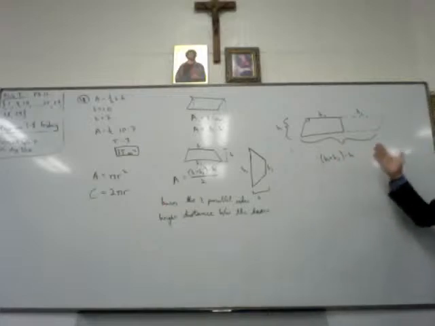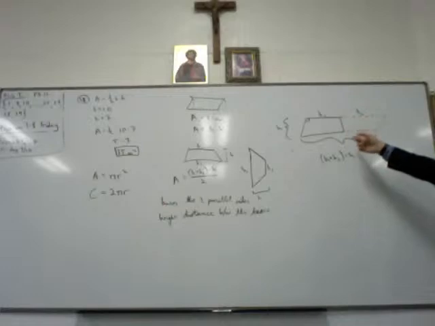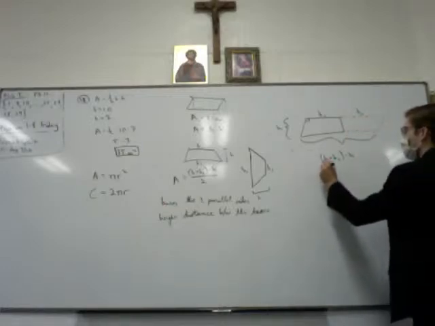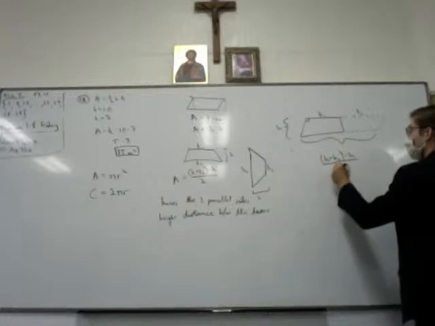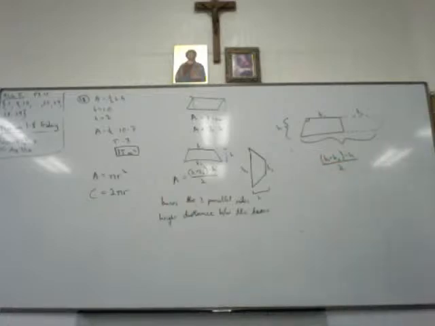So now I found the area of this parallelogram, but how many of the trapezoid is this parallelogram made up of? 2 of them. So I'm going to take this and I'm going to do what to it? Divide it by 2. There we go. That's where that formula comes from.